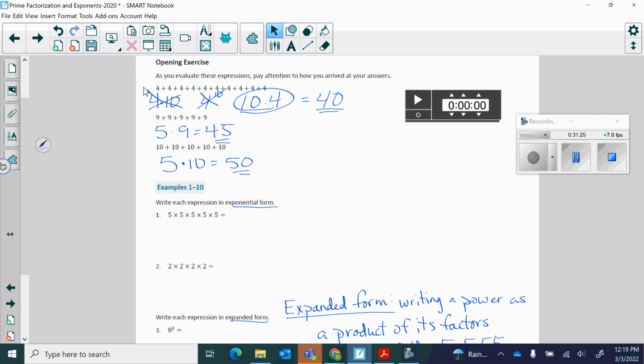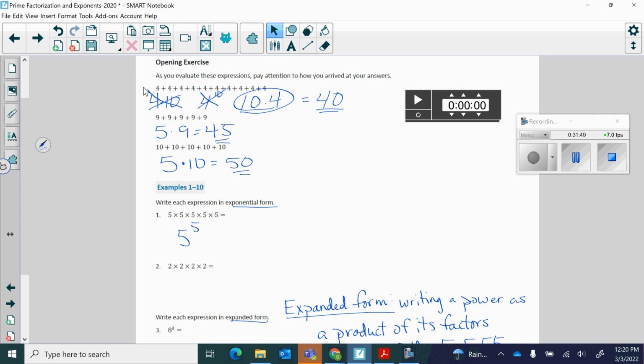On our next one, now we're back to the exponential. But we wanted to make sure you understand repeated addition is multiplication. Repeated multiplication is exponents. Okay? Don't get those confused. So now we're writing it in exponential form. So this one is just 5, and there are 5 of them. So 5 to the 5th power.